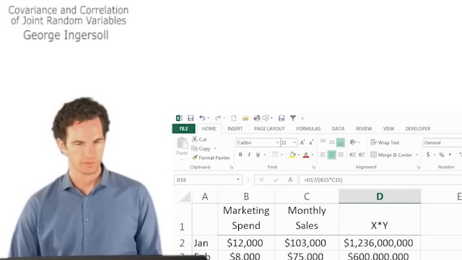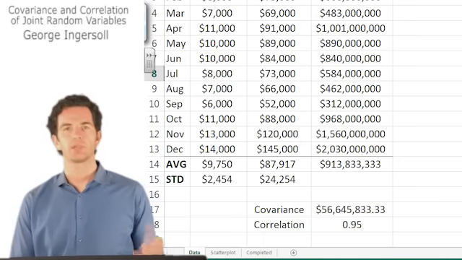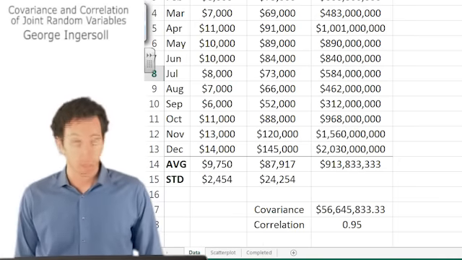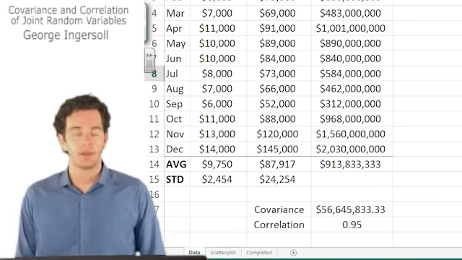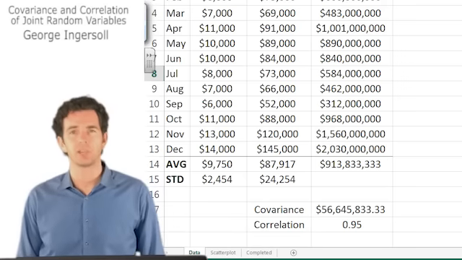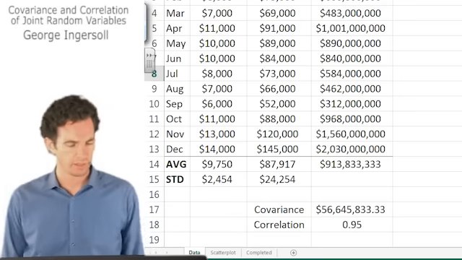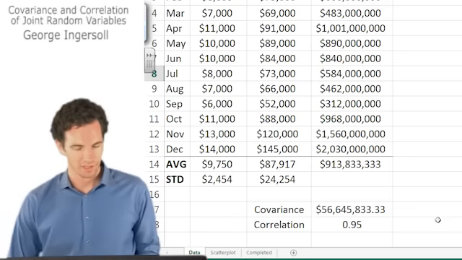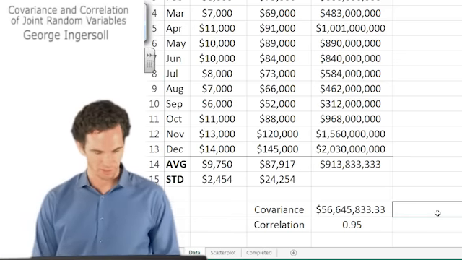And let's reduce some of these decimal points. The correlation is 0.95, 0.952 if you want to get closer. So does that match what our predictions were? Yeah, absolutely. We were predicting a positive association that was close to 1. We're looking good.